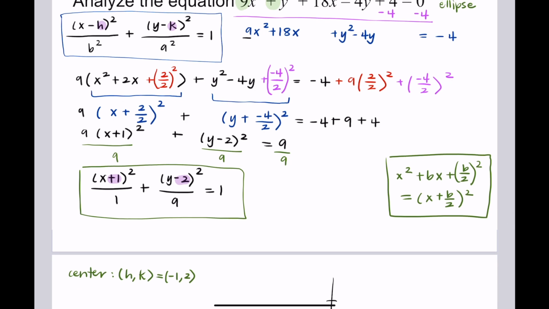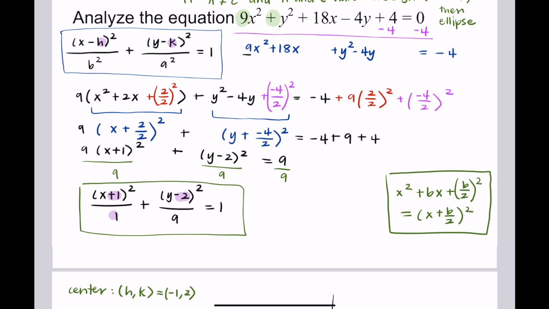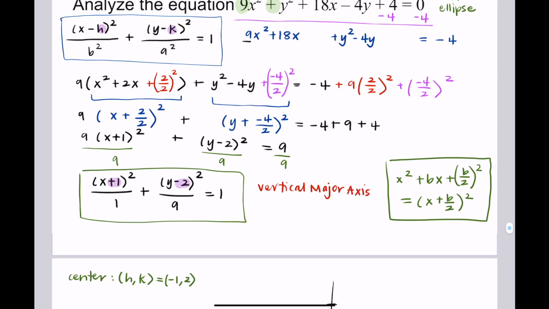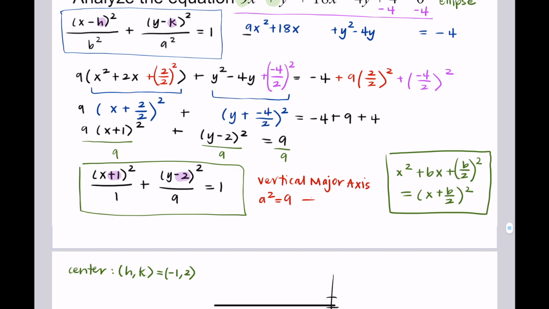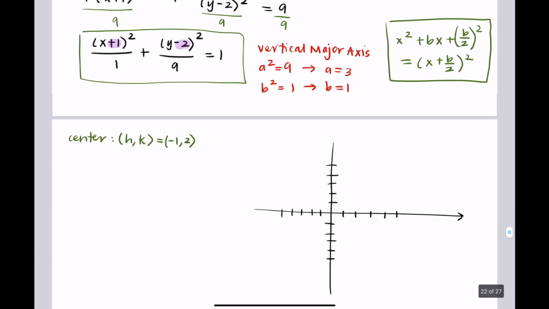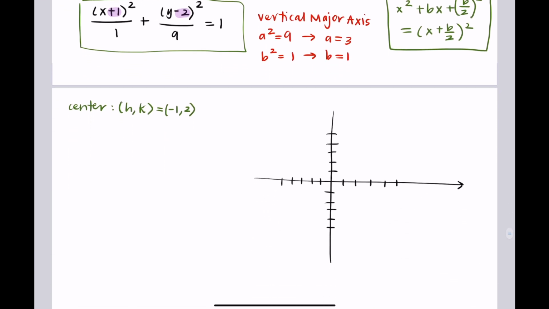And then we notice that our denominator under y minus 2 squared is greater than the denominator under x plus 1 squared, which means we have a vertical major axis. So this major axis is going to be parallel to the y-axis, which means that a squared is equal to 9, so a is 3, and b squared is equal to 1, which means b is 1. And so we can use this information to plot particular points, find our vertices, co-vertices, and foci.